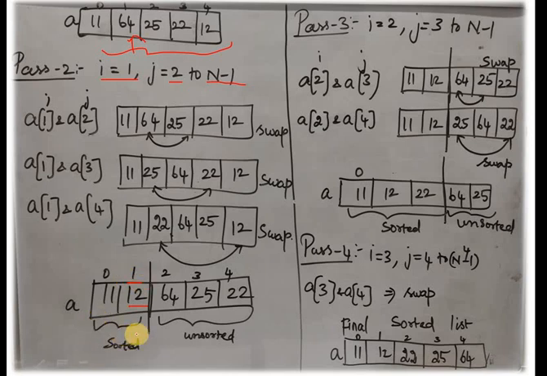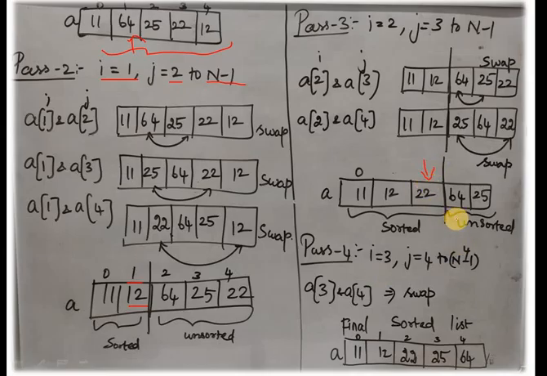So here after pass 2, 2 elements are sorted, and likewise in pass 3 we have to take the third element. So third element is compared with fourth element, and third element is compared with fifth element. Okay, so finally after completing pass 3 we'll get the next minimum element in position 2.